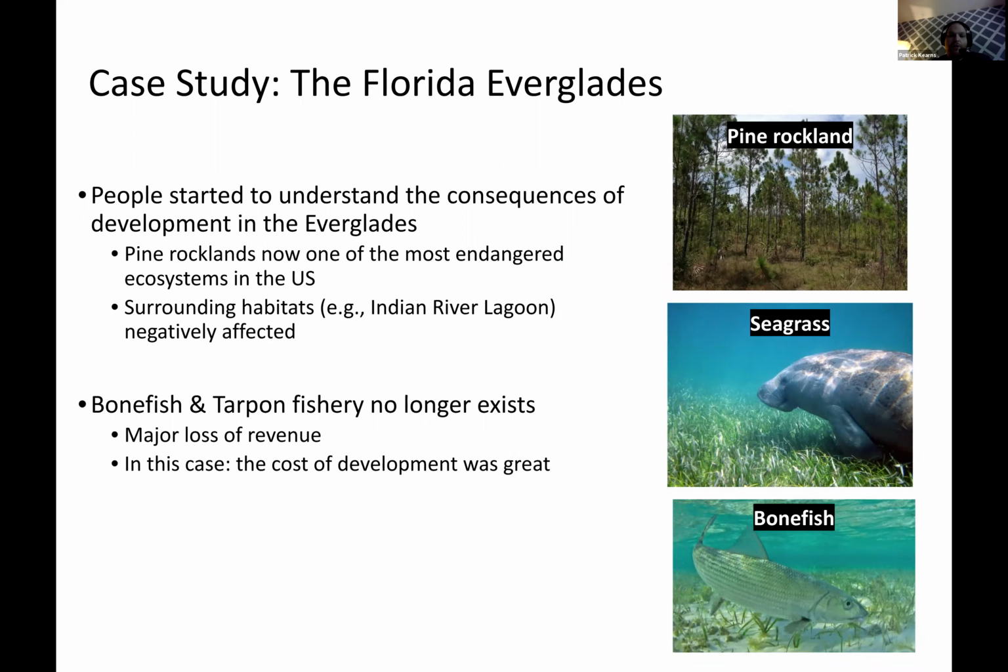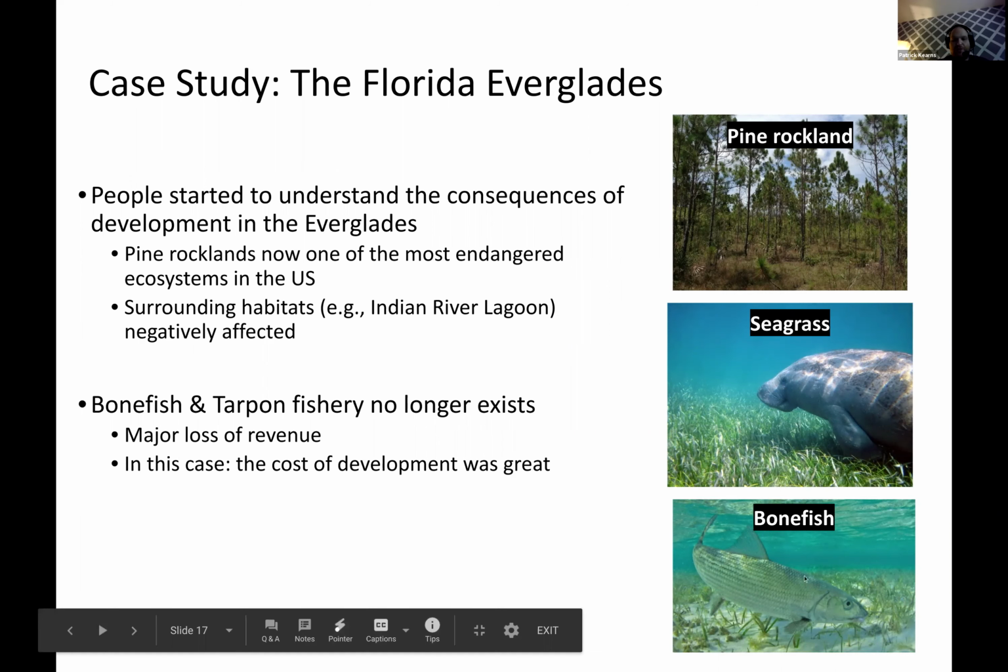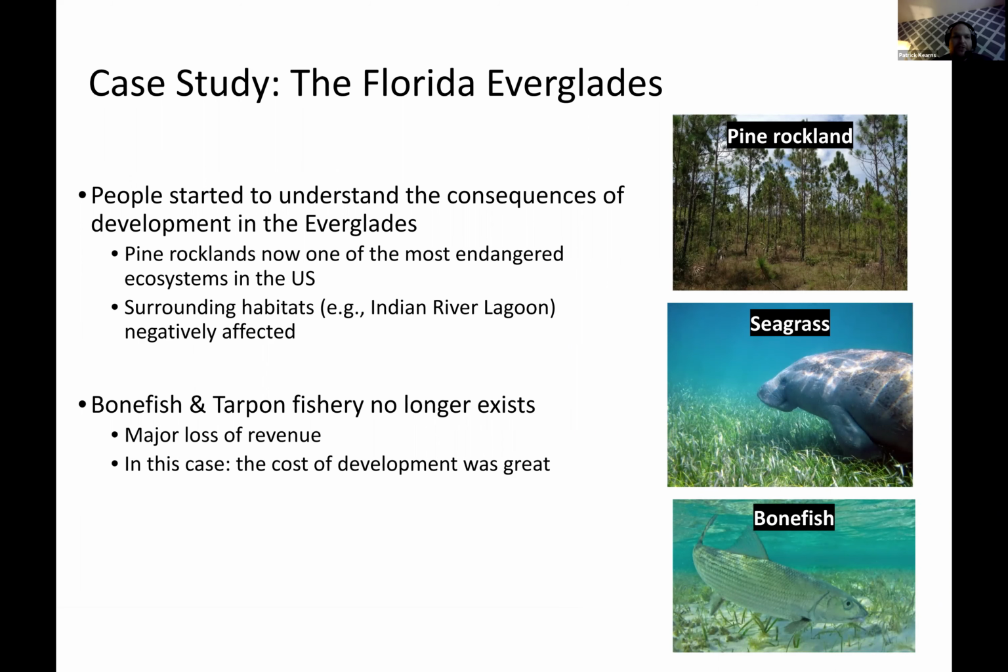So Florida used to have a pretty vibrant bonefish and tarpon fishery. So this is what a bonefish looks like. Not very exciting fish, but tasty to eat. Which, as I'm sure you guys all know, fisheries are very valuable commodities. Fish is one of the more expensive proteins out there. So losing that is hundreds of millions, if not billions of dollars.